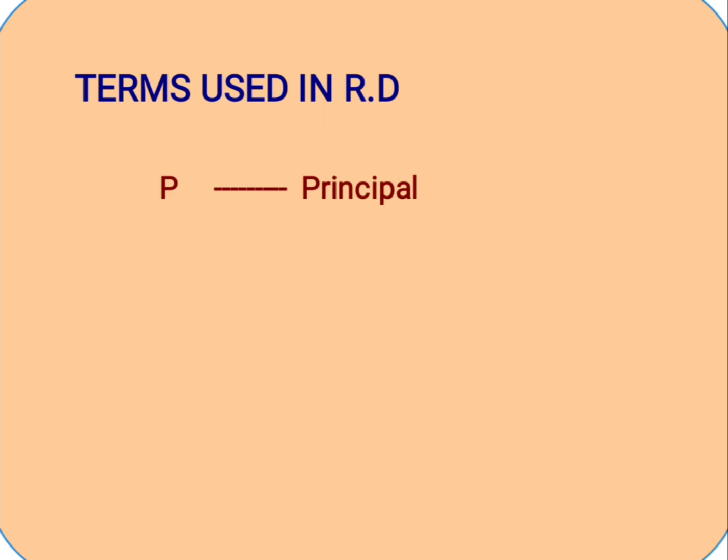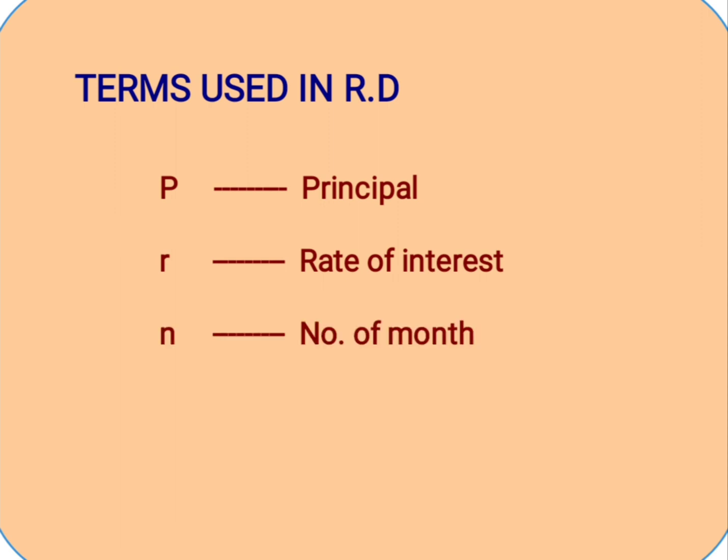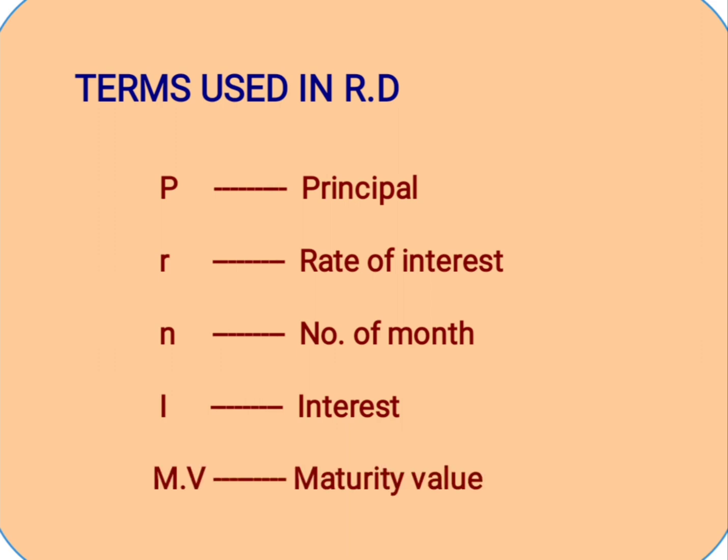P, principal. It is a fixed amount deposited every month. R, rate of interest. It is paid by the bank. N, number of months. Here the interest is calculated for every month. I, interest. The total interest calculated every month. MV, maturity value. The total amount along with the interest we receive after the fixed period of time.